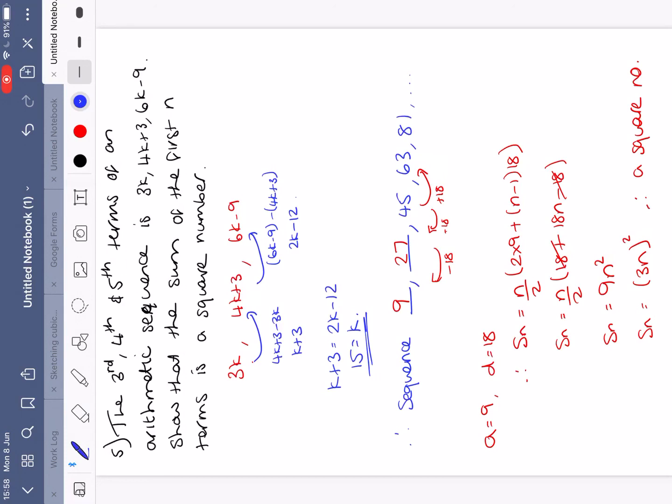Then it wants you to show that the sum of the first n terms is a square number. So using your equation for Sn, you can show that Sn equals 9n squared. And the way you show that that's a square number, you could say 9 is a square number and n squared is a square number, but the easiest way to do this is to say Sn equals (3n) all squared, and so it's always a square number.